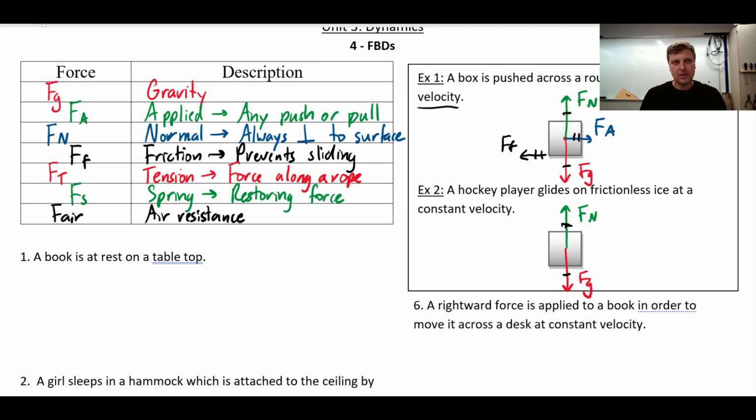Well, if there's no friction, but there is an applied force, then that hockey player must be accelerating. And so that can't be the case because we're moving here at a constant velocity. So oddly enough, there is no applied force because you don't need any force to keep going at a constant velocity if there's no force pulling back on you. So in actual fact, that free body diagram right there is complete.